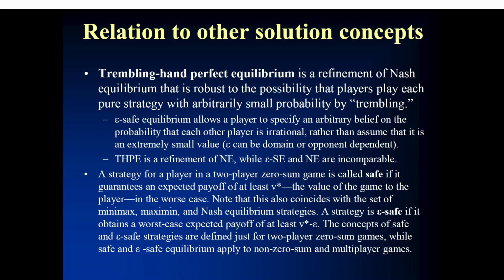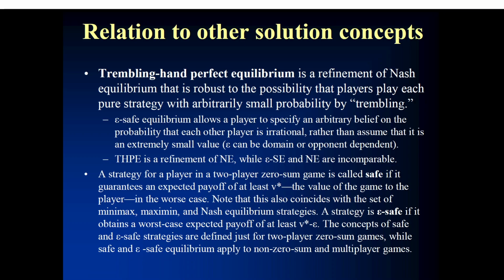There's a big difference between looking at the limit as epsilon goes to 0 and having epsilon be 0.01, 0.02, even 0.0001. For example, in the initial example we saw, the unique Nash equilibrium was undesirable, and that's also going to be the unique trembling hand perfect equilibrium. But that doesn't allow for epsilon to be some constant value. I'll also point out a distinction: while this is a refinement of Nash equilibrium, epsilon safe equilibrium is incomparable with Nash. Neither of them is a subset of the other.